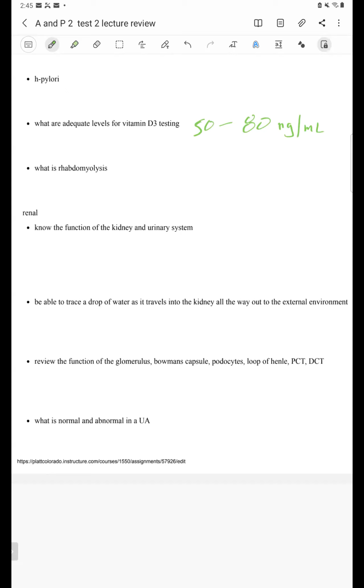In functional medicine, the optimal range is 50 to 80. From the Framingham study, they'll go as low as 30, and they suggest 30 to 50 nanograms per milliliter. But this is outdated because it came from the Framingham study. It's still being used today, but it's still considered outdated. The more optimal range would be 50 to 80 nanograms per milliliter.